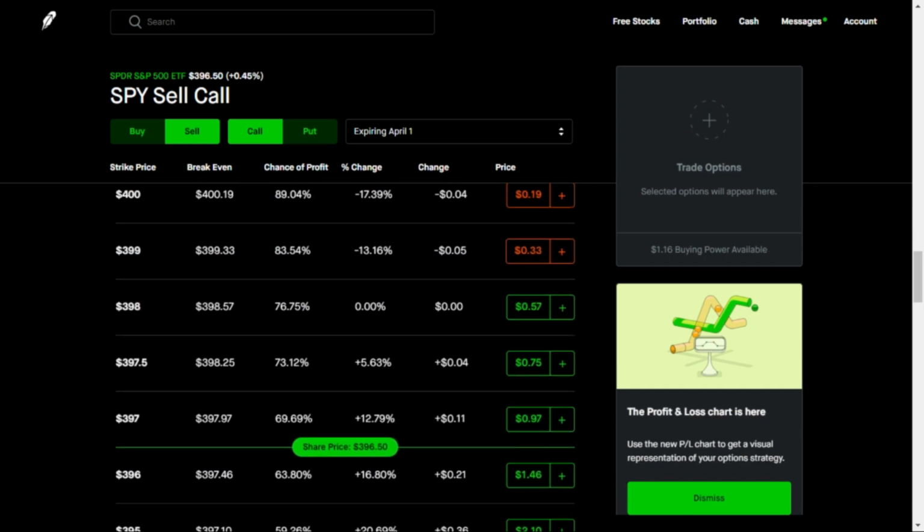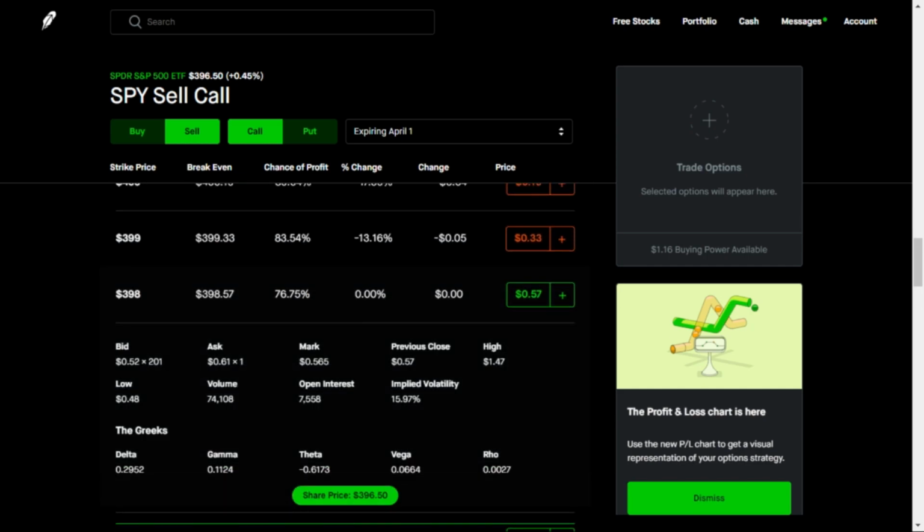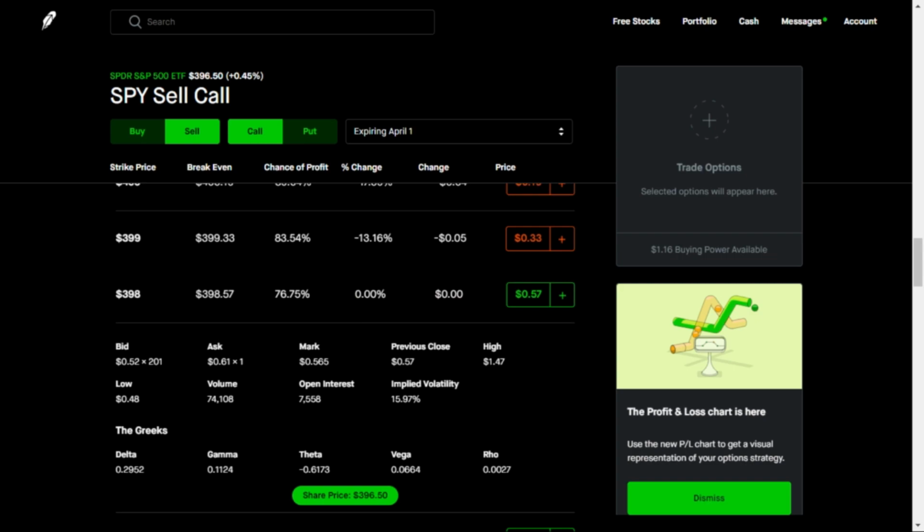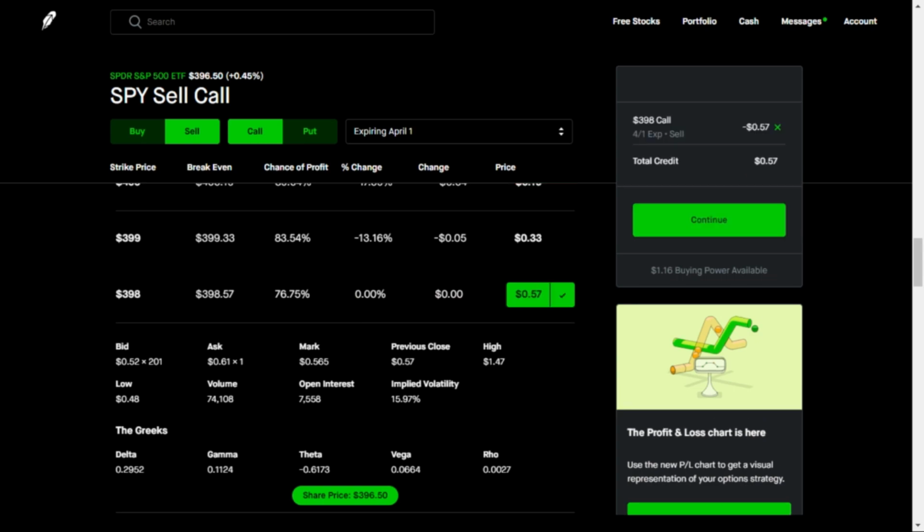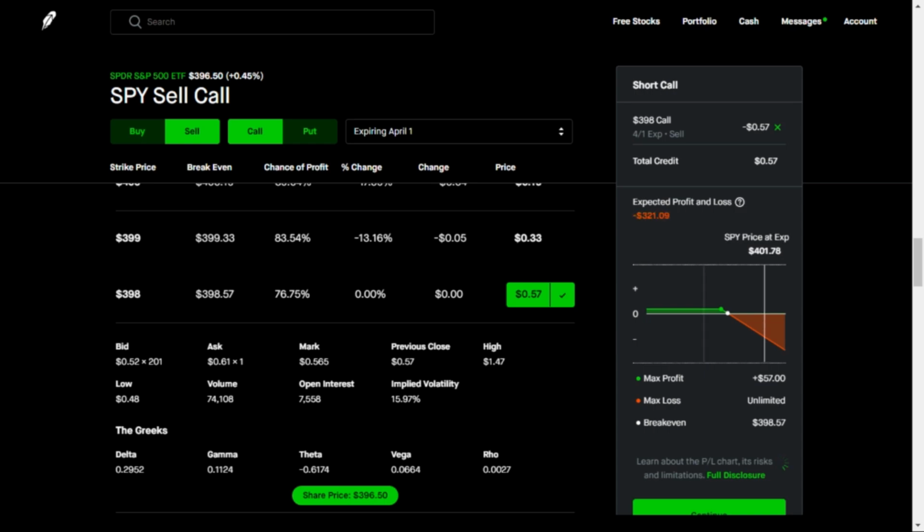Okay, so let's go to the 398. I think that was what we did in our first example. Probably not. And let's look at this. Okay, let's look at the profit and loss chart for this. Okay, so this is where I don't like how this looks.